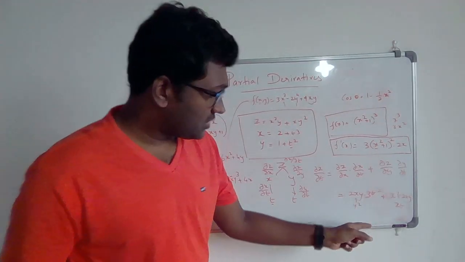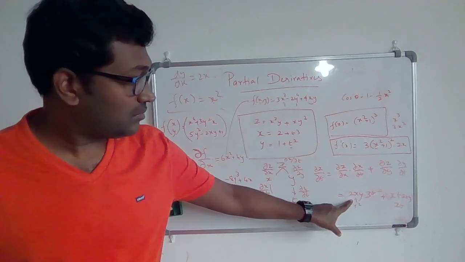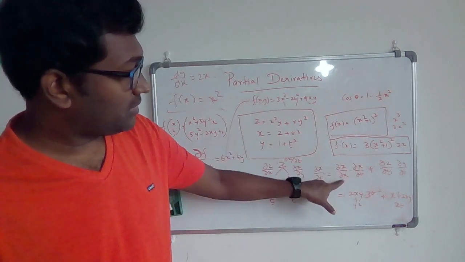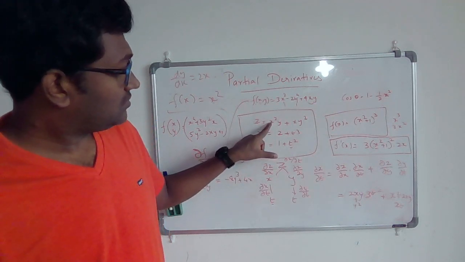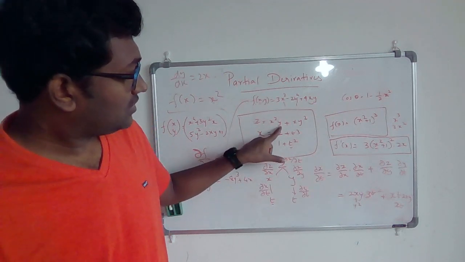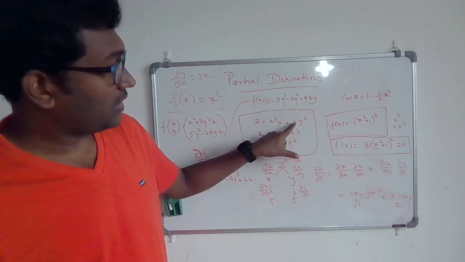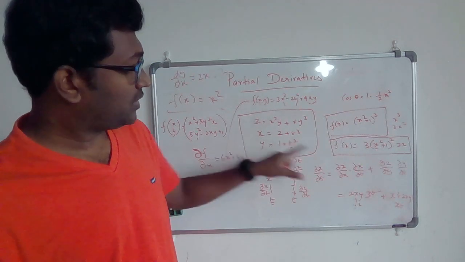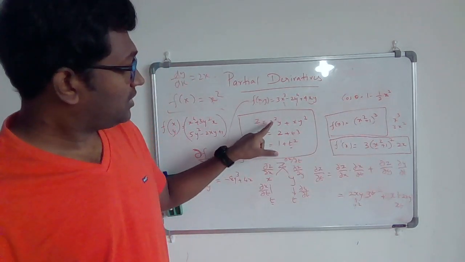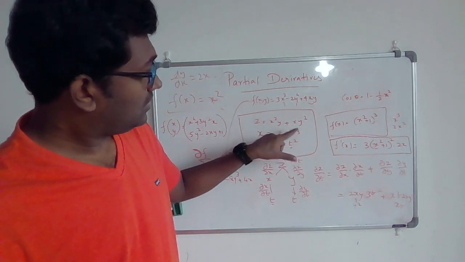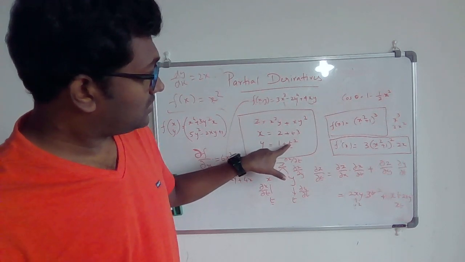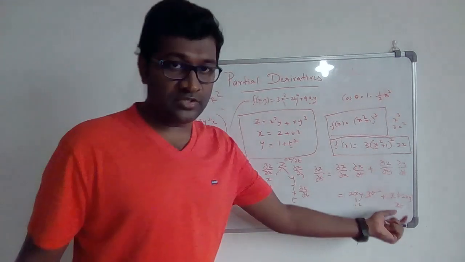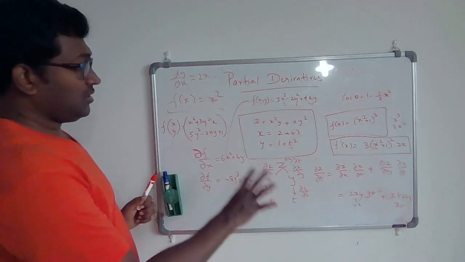I think there is one small correction here. It should be 2xy plus y squared, because we're taking dz by dx. And here, when you take dz by dy, it should be x squared plus 2xy, and dy by dt becomes 2t. So the calculation is not so important, but the idea is.